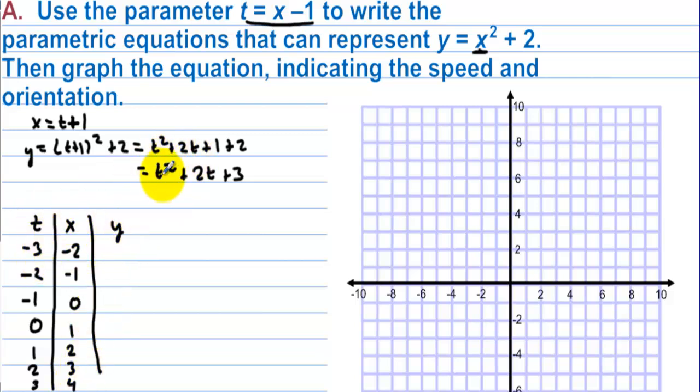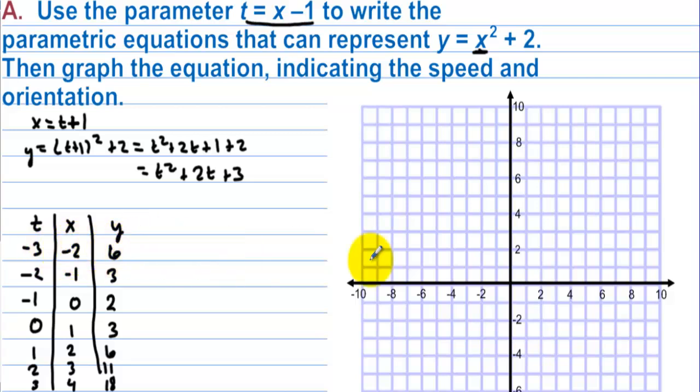If I plug negative 3 in for the t's here, we get 9 minus 6 is 3, 3 plus 3 is 6. Plug negative 2 in, we get 4 minus 4 is 0, and we get 3. Plug negative 1 in, we get 1 minus 2, that's negative 1, plus 3, that is 2. We plug in 0, we get 3. We plug in 1, we get 6. 2, we get 4 plus 4 is 8, plus 3 is 11. And then when we plug in 3, we get 9 plus 6 is 15, plus 3 is 18, and we're a little bit off the chart here.